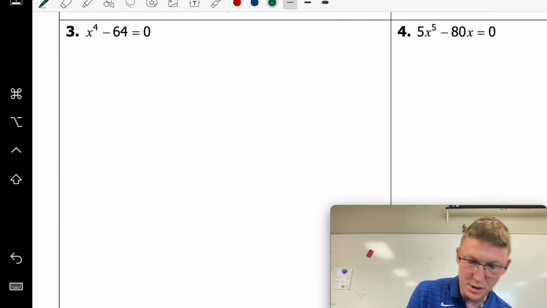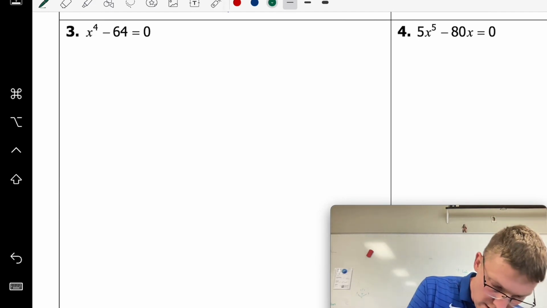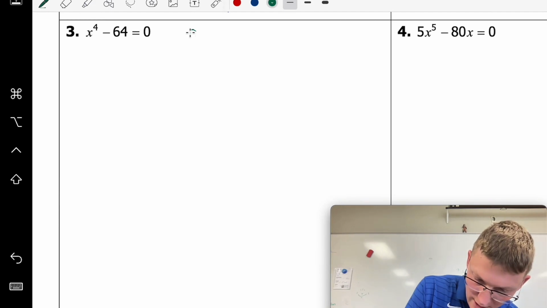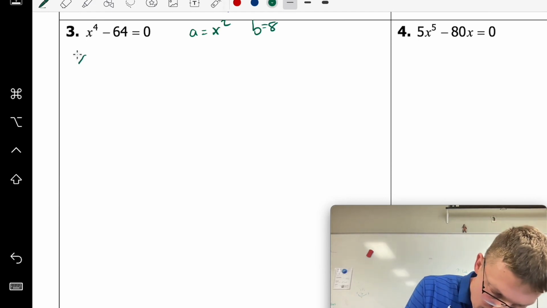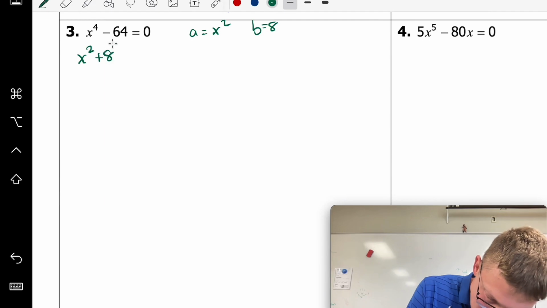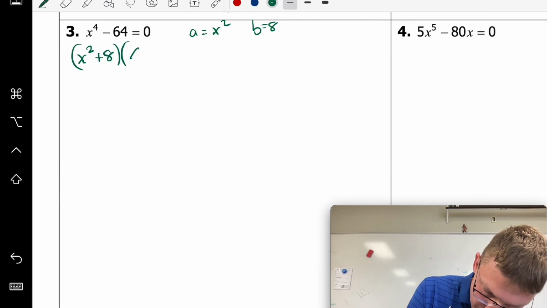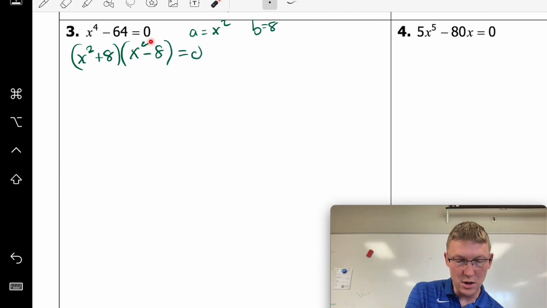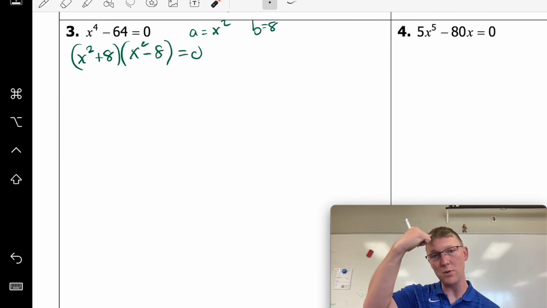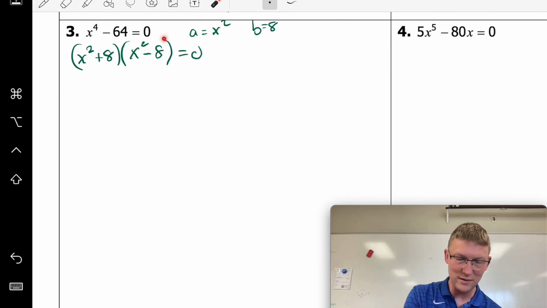Using our pattern, and you can use your sheet for this, my A is going to be equal to x squared, my B is going to be equal to 8. So then I'm going to have x squared plus 8 times x squared minus 8 equals 0. You should note that there's an x squared and a minus sign, so I'm thinking difference of squares. So we're going to look at this.